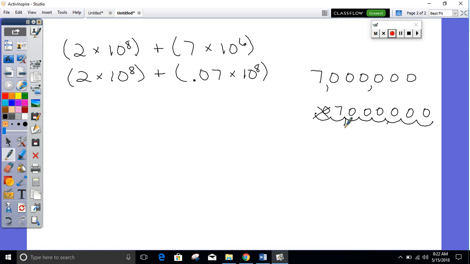Now I just add my first factors. So 2 plus 0.07 is just 2.07. The 10 to the 8th part stays the same. It's like when you add fractions and you keep the denominator: you keep the power of the second factor. And this one we do not have to adjust at the end because it's already in proper scientific notation. Okay, let's look at an example of subtraction.